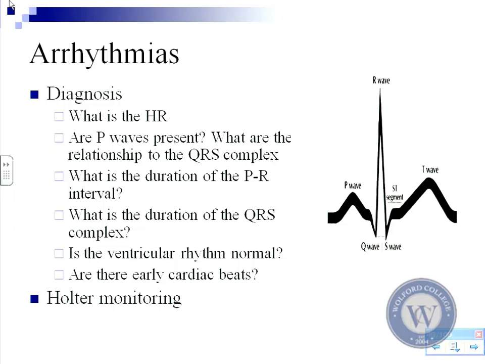If you don't have P waves or they disappear, then you have an atrial dysrhythmia. If you have QRS changes, then you have a ventricular dysrhythmia. What's lethal is ventricular dysrhythmias. Again, that's one you have to be more concerned about. You want to look at whether the ventricular rhythm is normal, or if you're getting early cardiac beats. In other words, are you getting perfusion or are you not getting perfusion with this?